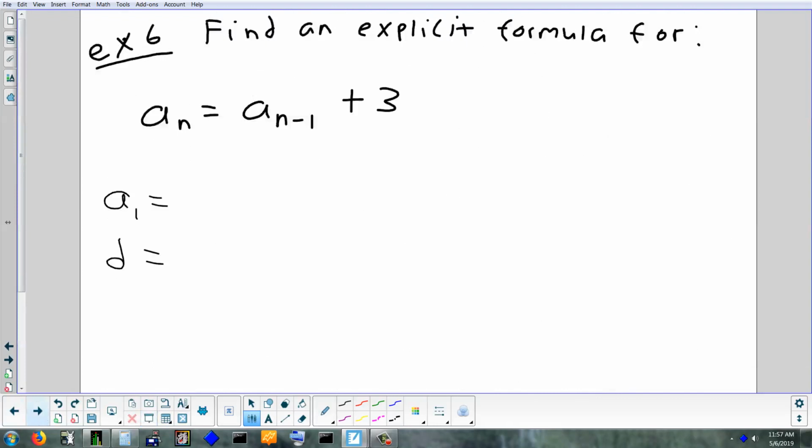Let's find those two things. What would be the... Oh, I got to tell you something. I haven't told you enough information. If that's all you had on a test, you can't answer that question. They've given you an explicit formula, and they haven't told you where to start. So I got to give you a starting point.